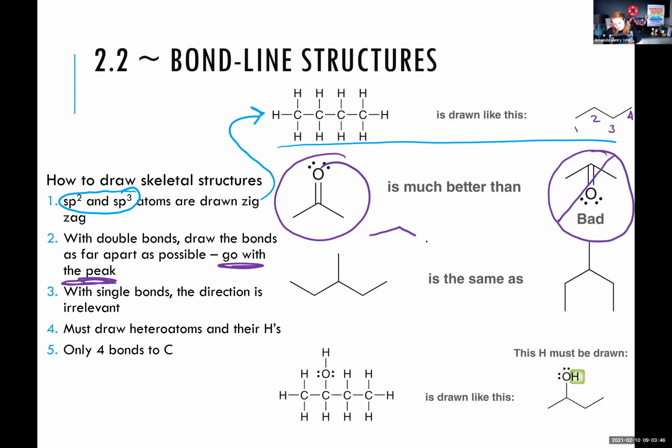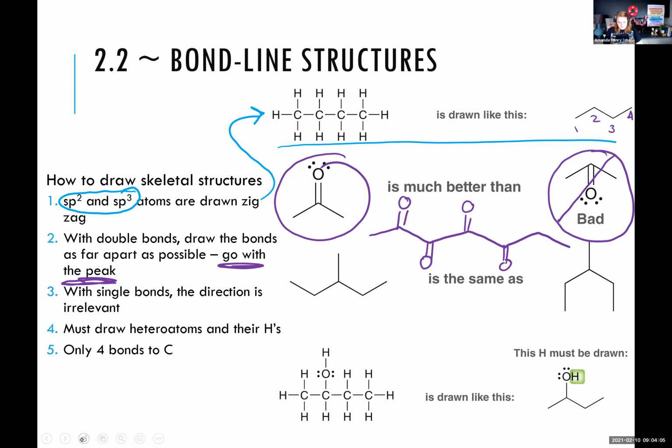But let me draw just another zigzag in the middle here. So we could have it going up or we could have it going down, but it goes with the peak. So if our peak goes up, that branch is going to go up. And if our peak is going down, then the branch would also go down.